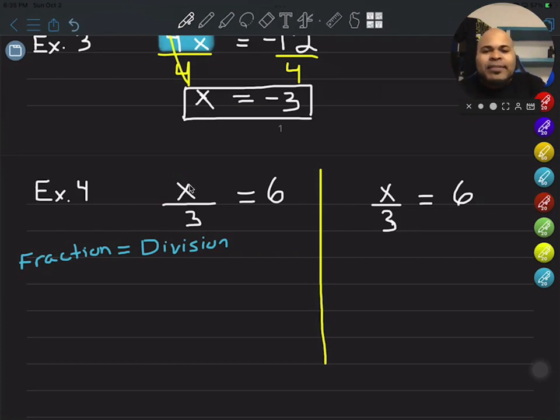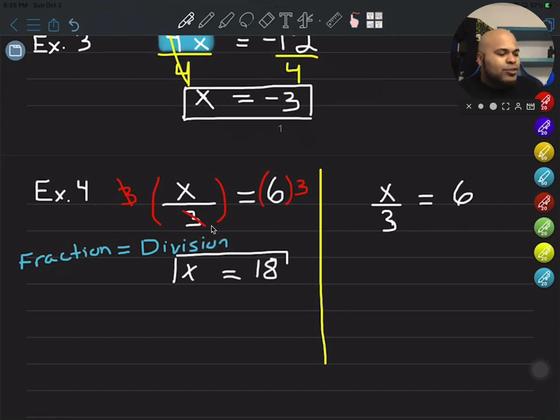X is not by itself on that side of the equal sign because it's being divided by 3. So what's the opposite of division? Well, I think you guessed it, multiplication. So I'm going to multiply both sides by 3. If I do this, then this 3 will cancel with whatever my denominator is. I'm multiplying by the denominator, and x equals 6 times 3, 18.